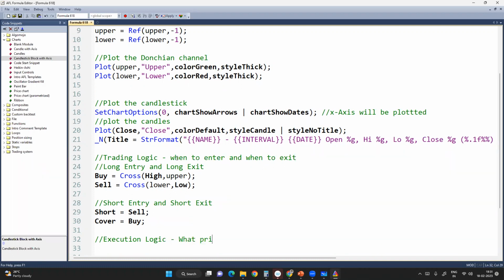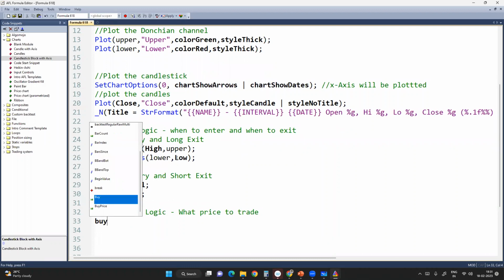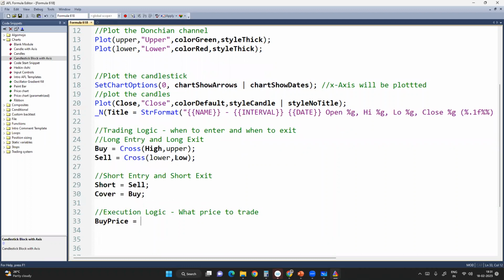So what price to trade? That's what the execution logic will talk about. Here we have buy price. I want to buy exactly when the price is crossing the upper channel. That upper channel is going to be my entry price. So I will say value when buy signal is happening, by that time, what is the price of the upper channel? That is going to be my entry point.